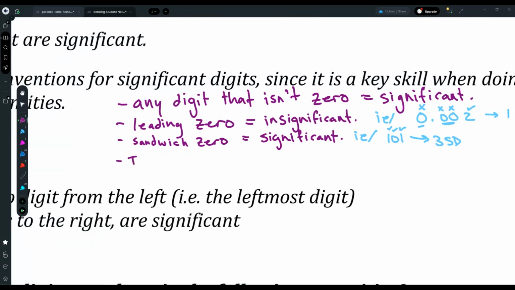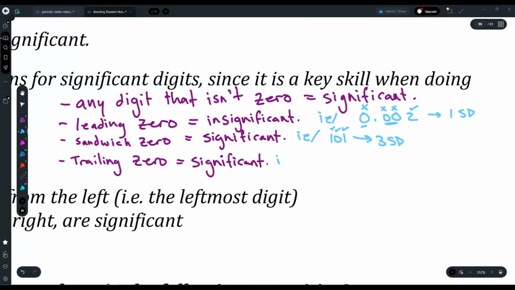Last but not least, trailing zeros. Those are going to be significant. So, for example, if we have 0.1000, okay, so the 1, it's a non-zero digit, so it's significant. And then these are what I mean by trailing zeros. So they're the zeros that come after a digit that is not 0. Okay, so these are all significant. Therefore, this has 4 sigdigs.